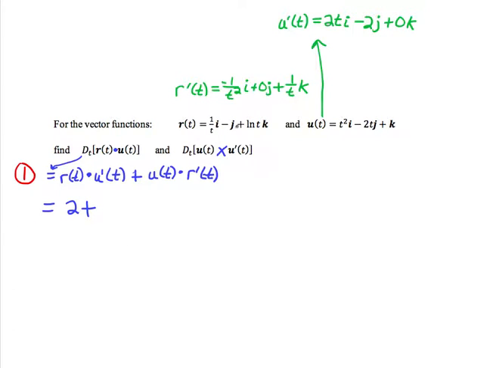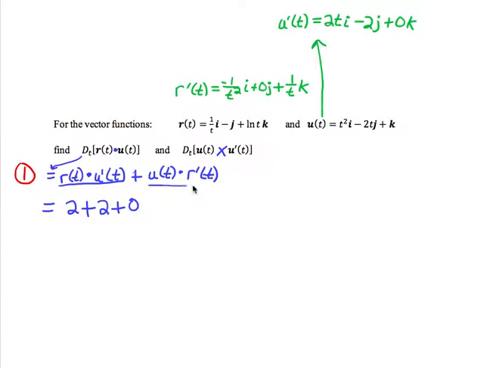Plus, then I'm going to do the y components multiplied. So negative 1 times negative 2 is what? 2? Okay, and then I'm going to add the contribution of the third components multiplied. So natural log of t times 0 is going to be what? 0? Yep. Okay, so I've done that one.